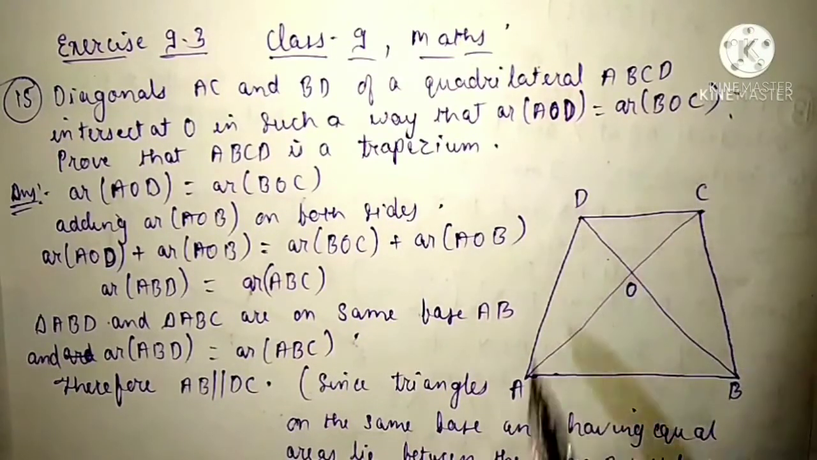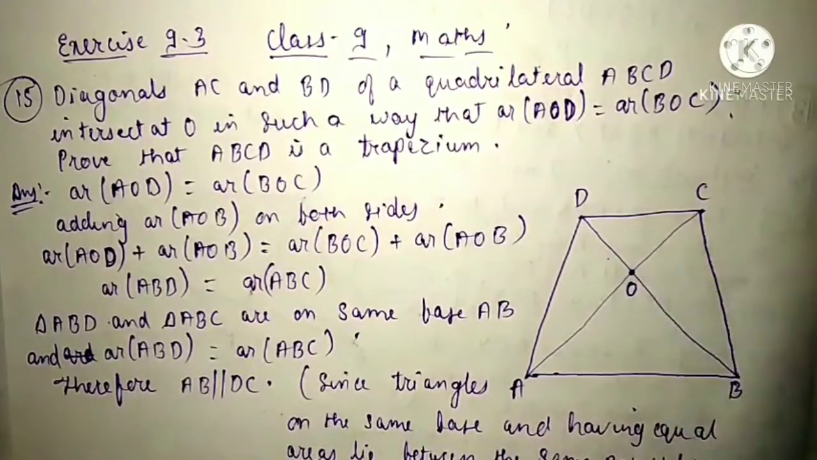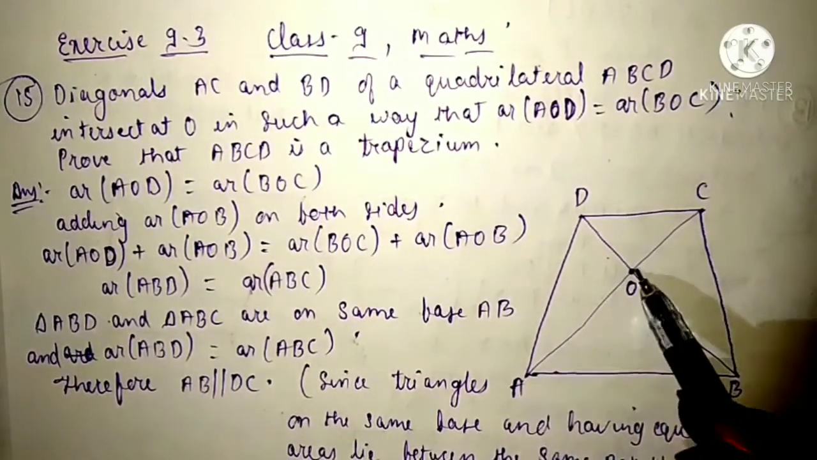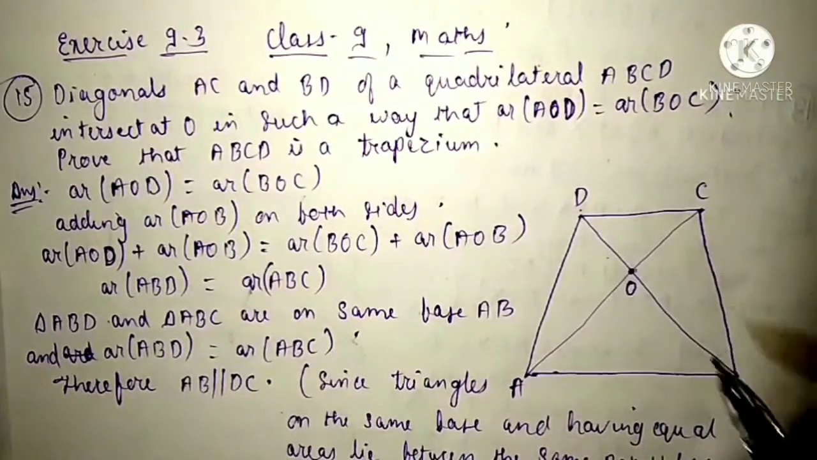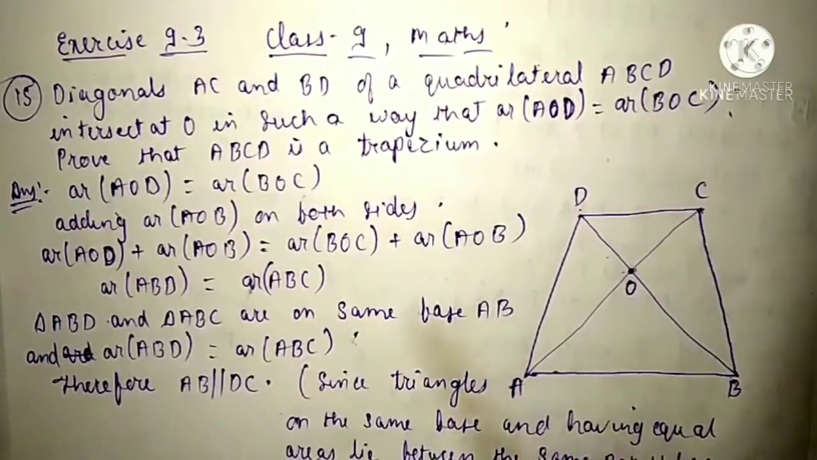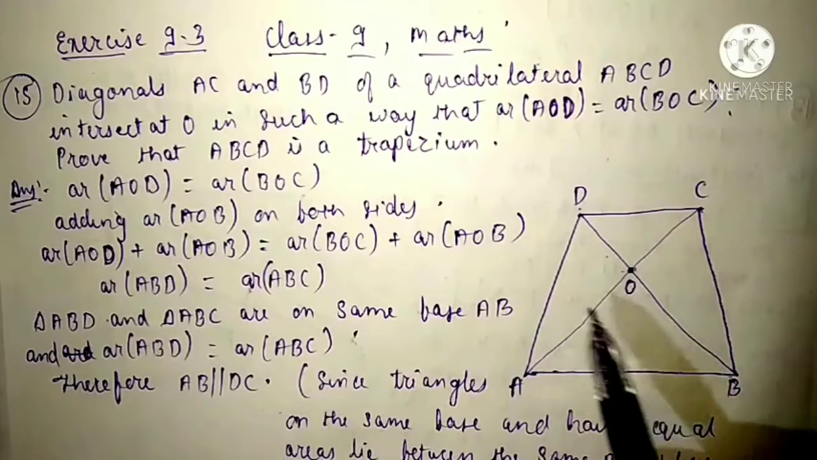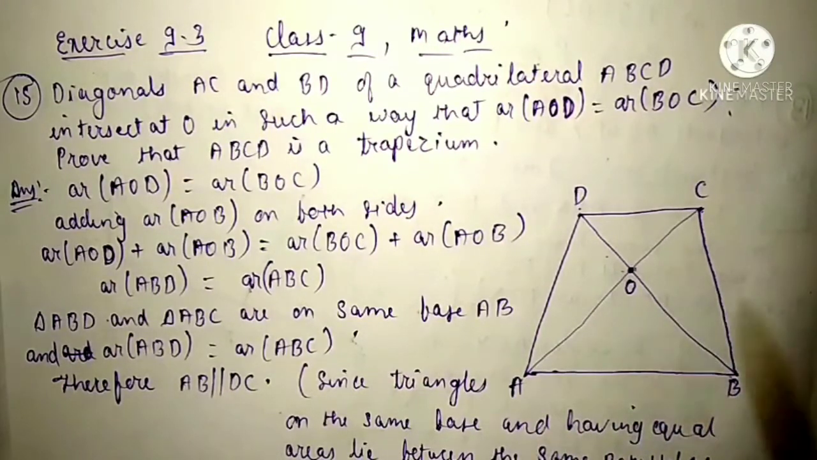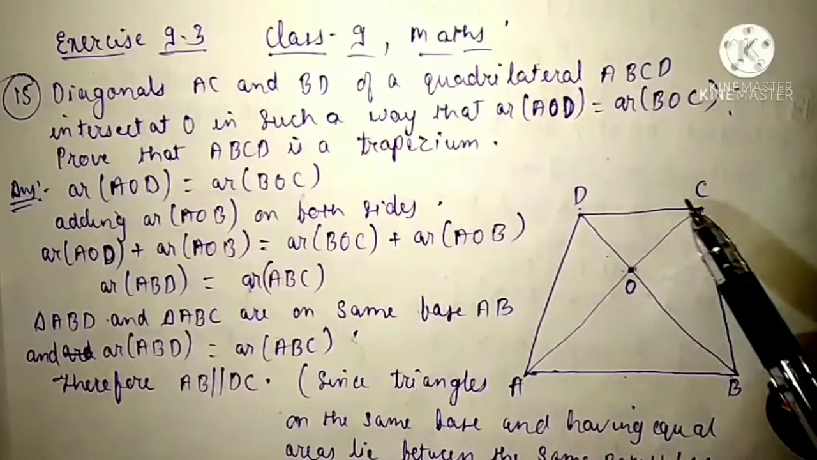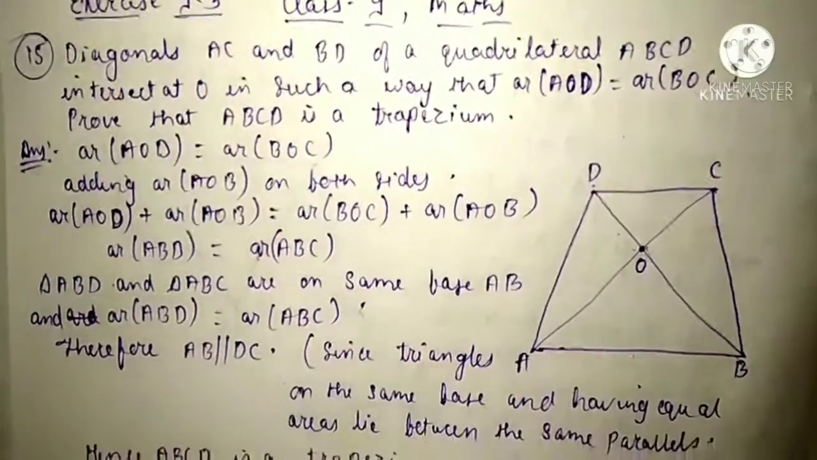Now this is a quadrilateral ABCD, and the diagonals AC and BD intersect each other at point O, and they intersect in such a way that area of AOD is equal to area of BOC. Now we have to prove that ABCD is a trapezium, and for a trapezium two sides are parallel and two sides are non-parallel. Now we can see that these two sides are non-parallel, but we have to prove that these two sides are parallel. Now see the solution.